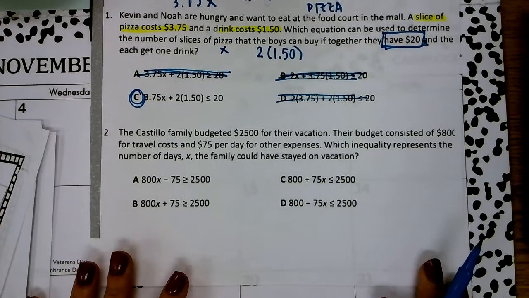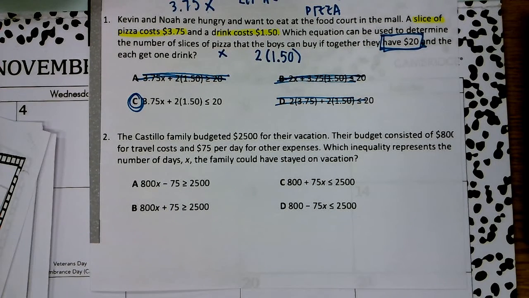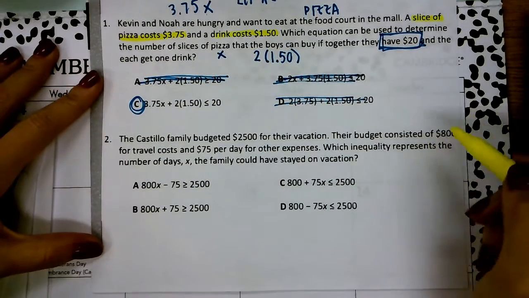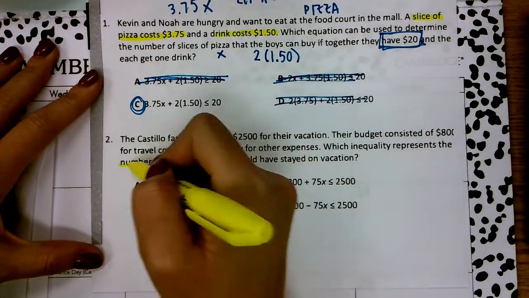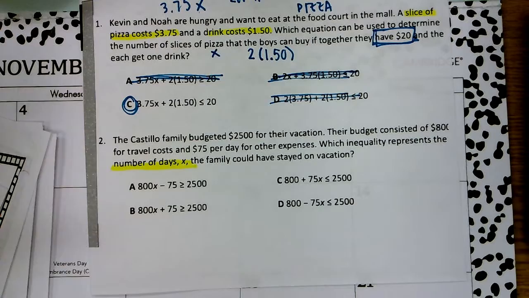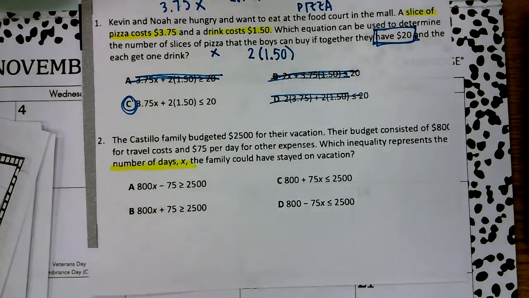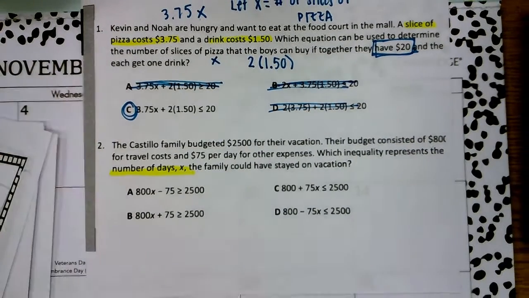Alright, number 2. The Castillo family budgeted $2,500 for their vacation. Their budget consists of $800 for travel costs and $75 per day for other expenses. Which inequality represents the number of days, x, the family could have stayed on vacation? So here, look, they already defined the variable for you here. The number of days is x. So I'm going to highlight that because they defined the variable and they're telling us what the variable is.